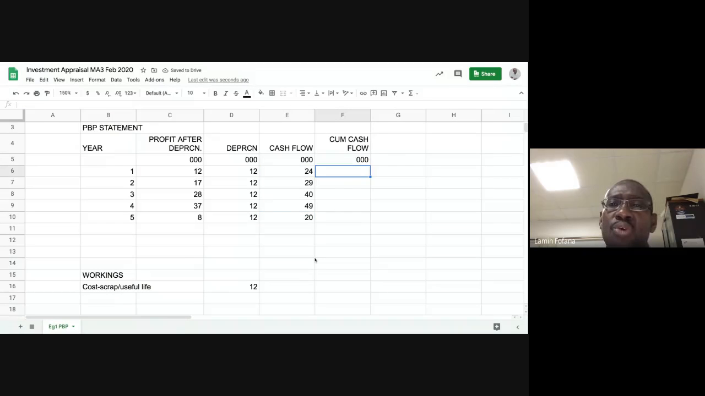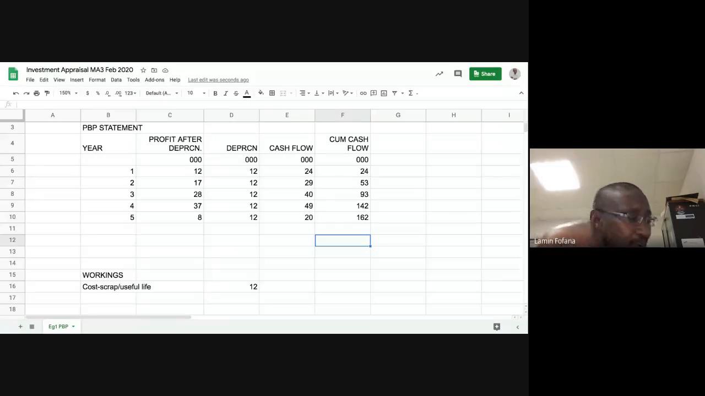Now we're going to get our cumulative. How do we calculate our cumulative? The first one will be here. And then the second one will be the previous plus the current. We enter and we replicate. If we have our cumulative cash flow, it should start from 24 and end in 162. I hope you know how I did that. Excellent. So now we have our cumulative cash flow.